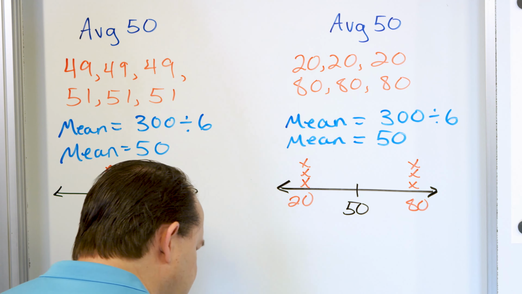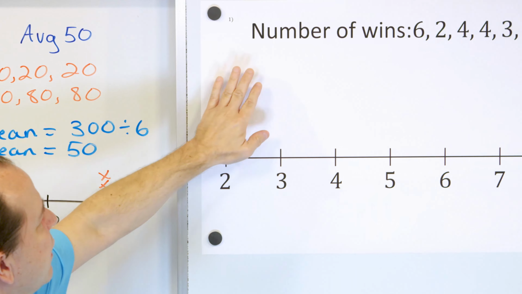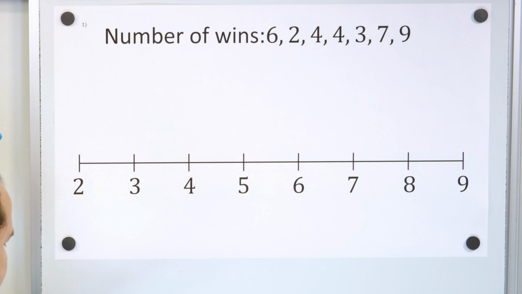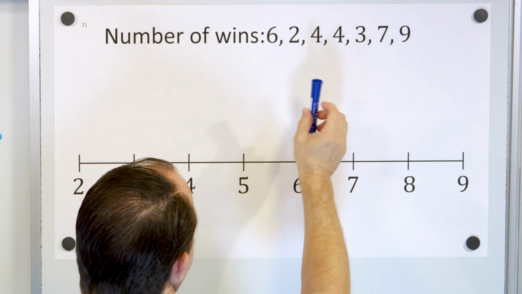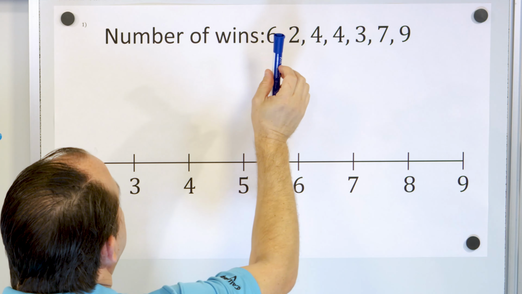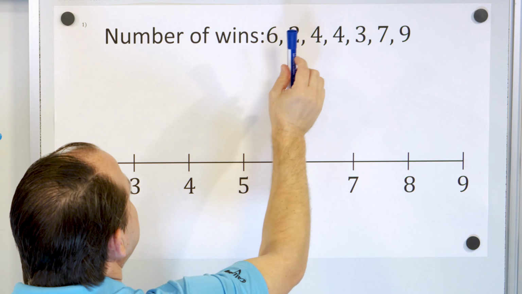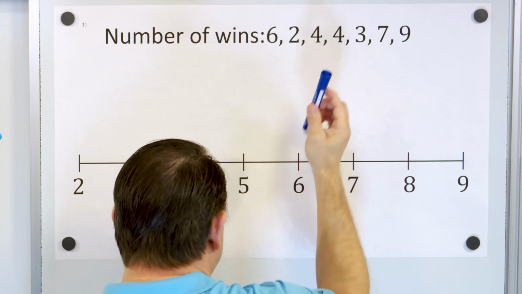All right, now let's move along to our actual problem. Now that we have that in our mind, let's move along to problem number 1, and we're going to calculate different ways of representing how spread out this data actually is. So we have the number of wins of a baseball team, right? So we have number of wins of different baseball teams, or I should say different teams in a region. So this team won 6 games, this team won 2 games, this team won 4 games, and so on.